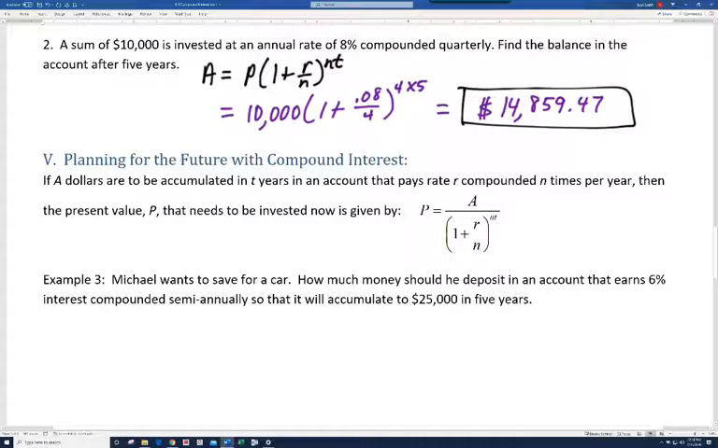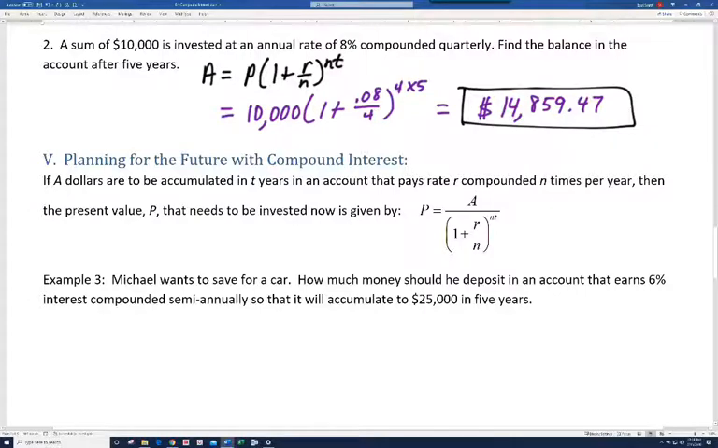It's in Roman numeral 5. It says planning for the future with compound interest. So it says if A dollars are to be accumulated in T years in an account that pays rate R compounded N times per year, then the present value P that needs to be invested now is given by this formula here, A over the quantity 1 plus R over N to the NT power.